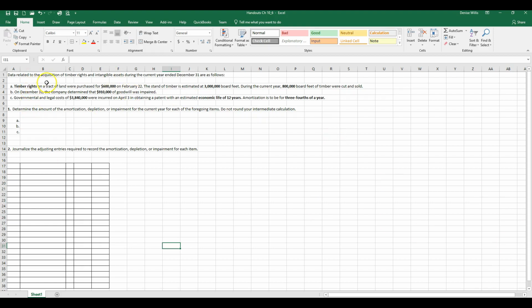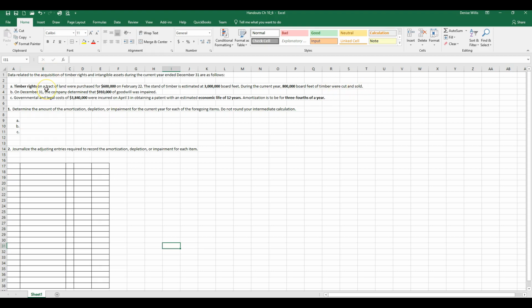One, timber rights on a tract of land were purchased for $600,000 on February 22nd. The standard timber is estimated at 3 million board feet. During the current year, 800,000 board feet of timber were cut and sold. So let's just completely handle this and then we'll move on to the next one.